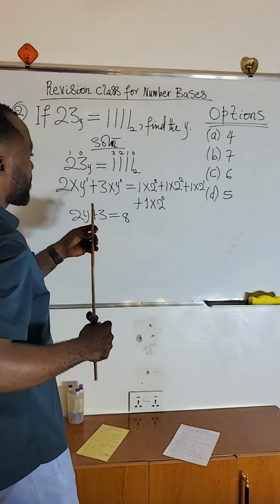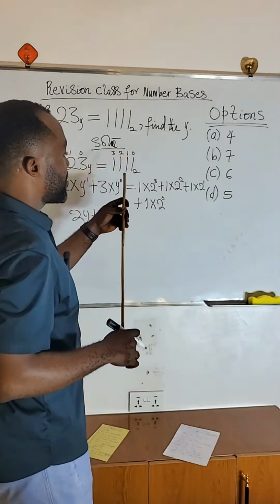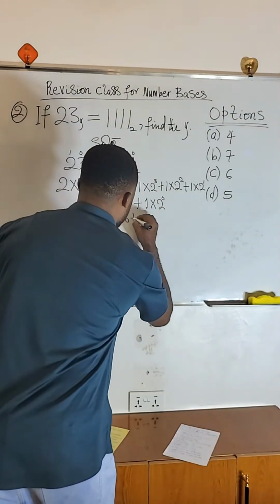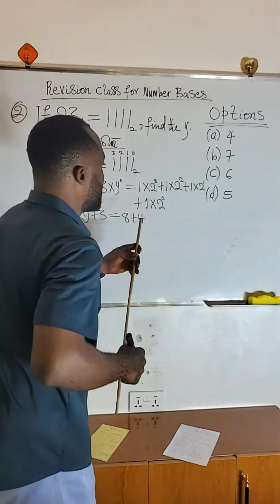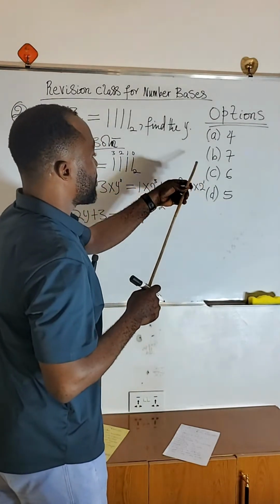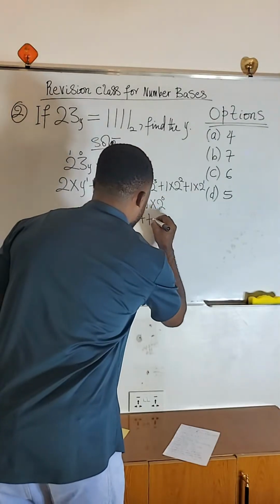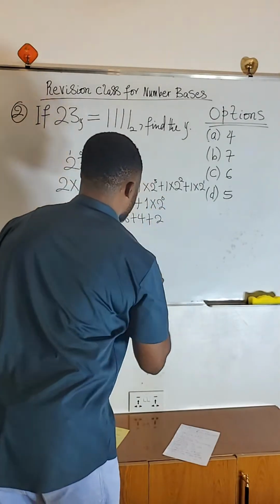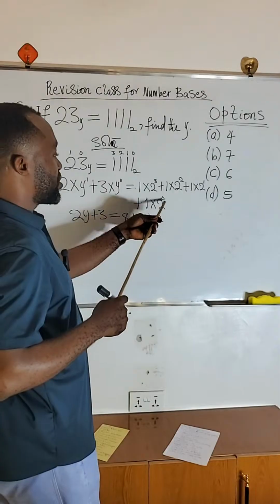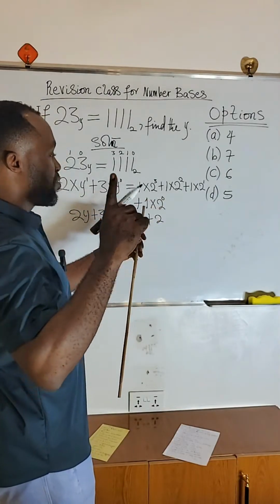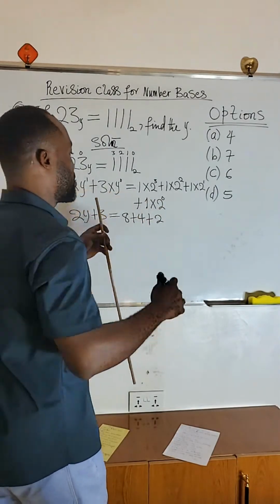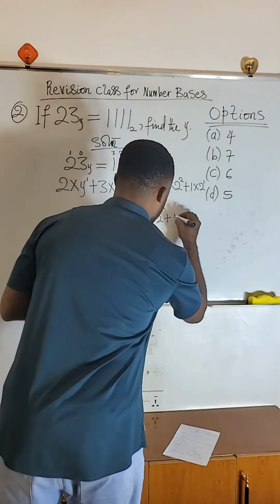Okay. Here, 2 raised to the power of 2 is going to be 4. Here, 2 raised to the power of 1 is going to be 2. And here, 2 raised to the power of 0 is going to be 1. So 1 times 1 will be 1.